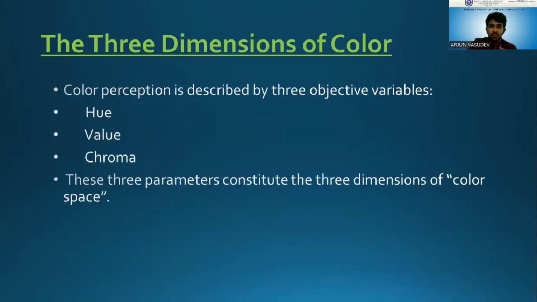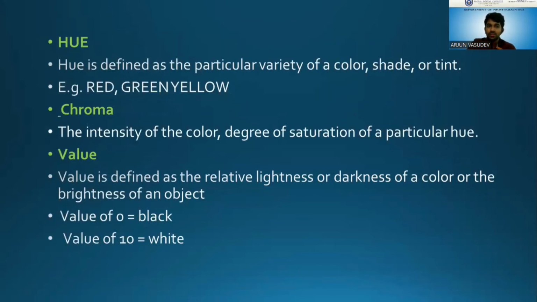The three dimensions of color. Color perception is described by three objective variables: hue, chroma, and value. These three parameters constitute the three dimensions of color space. Hue is defined as the particular variety of color, shade, or tint, for example red, green, yellow. Chroma is the intensity of the color, the degree of saturation of a particular hue. And value is defined as the relative darkness and lightness of the color, or the brightness of an object.